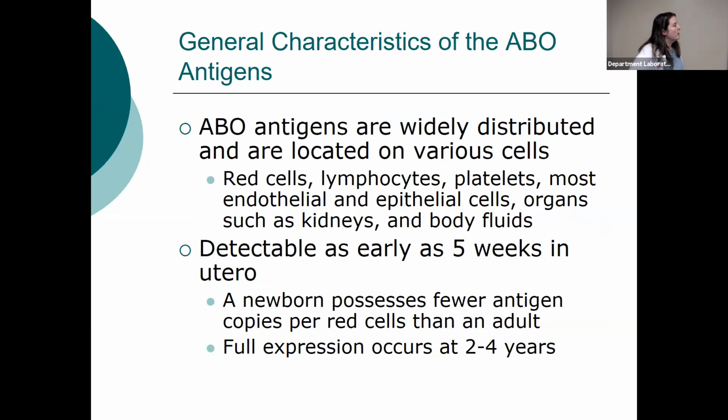You also see ABO antigens not only on your red cells, which is primarily where we focus in blood bank, but they can also appear on lymphocytes, platelets, most of your endothelial cells, and some organs as well, such as kidneys. You could even have ABO expressed in body fluids. But primarily in blood bank, we are testing peripheral blood. Later in the semester we will get into HLA typing and determination of ABO and Rh for organ transplants. That's why in organ transplant sometimes ABO is very important.